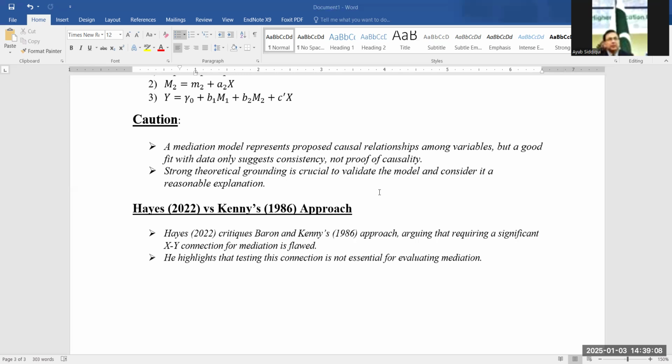So this is the basic concept of mediation, simple mediation and parallel mediation. We can add more mediators in the model. We stop here. So in the next video, we'll be estimating these models with the help of a real data set. Thank you for watching.